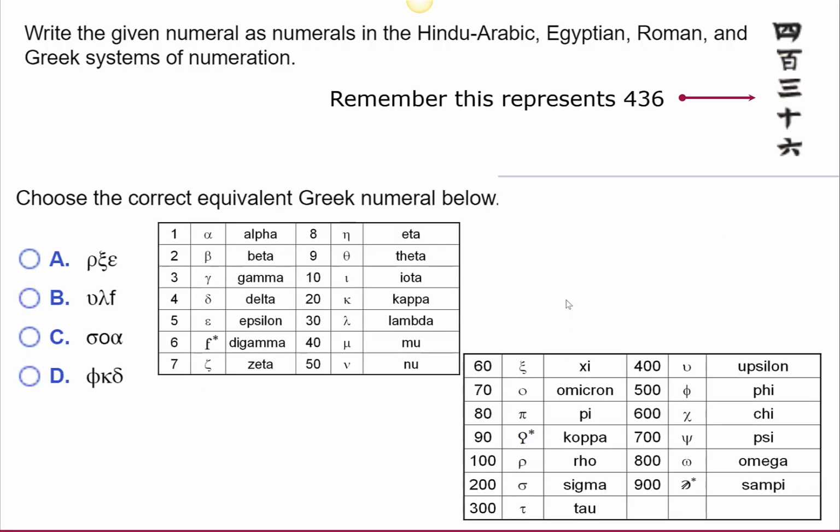And then finally, we want to do it in the Greek system. So we want 400. So we look in our table here for 400. We see that symbol right there, upsilon. We look in our answers. It looks like the only one that has an upsilon is B. Let's make sure that's correct. And then we need a symbol for 30, which is the lambda. And then we need a symbol for 6, which is the digamma, and so the correct answer there is B.